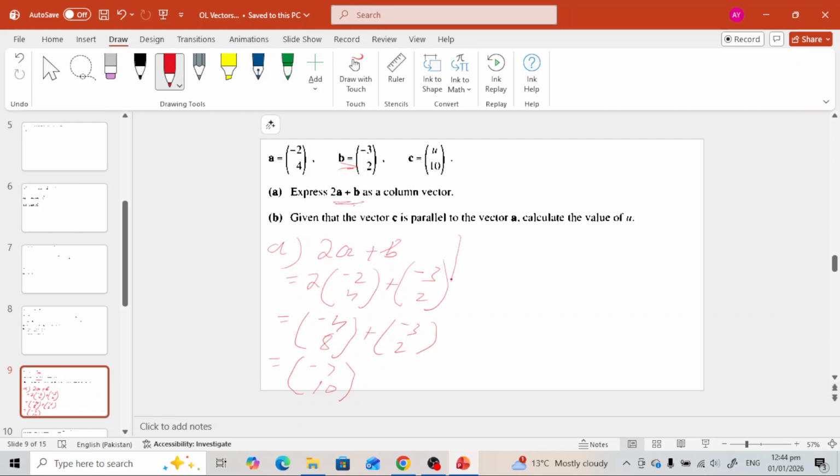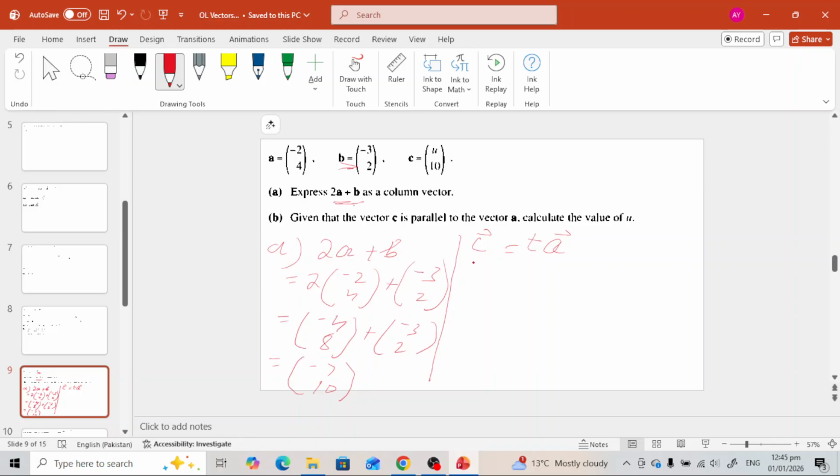Now part B says, given that the vector C is parallel to the vector A, calculate the value of u. Vector C is parallel to vector A. When a vector is parallel to another vector, this becomes vector C is equal to t times vector A, some scalar multiplied by the vector. This is the method, the formula we use to indicate two parallel vectors algebraically.